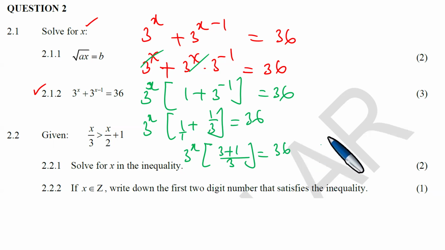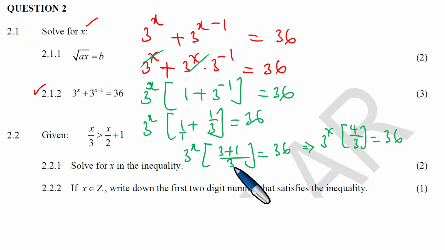Okay. So we move in this direction. And then now we have 3 to the power x. What is 3 plus 1/3? We cross multiply, because when we cross multiply, 3 times 1 becomes 3, 1 times 1 becomes 1, then 1 times 3 is 3. It's also correct. Okay.